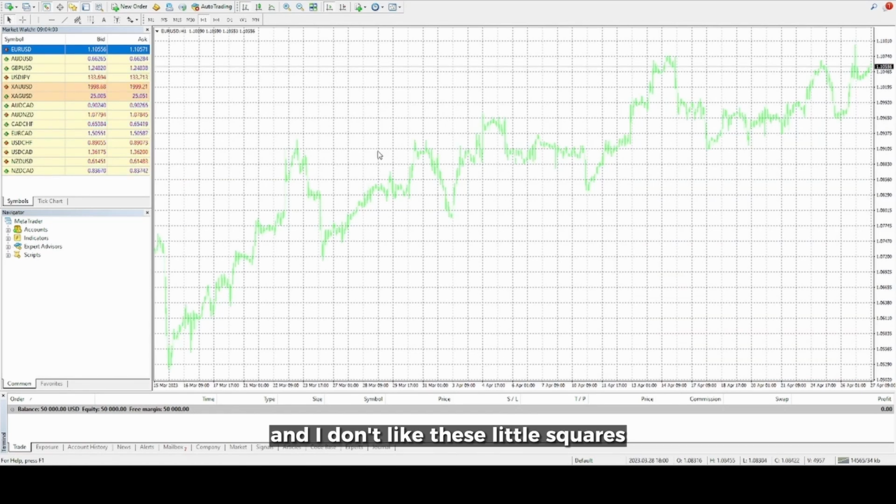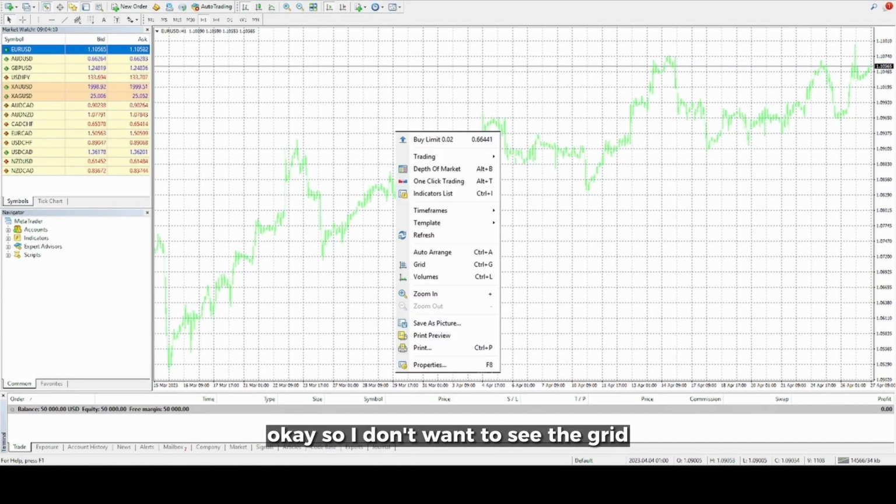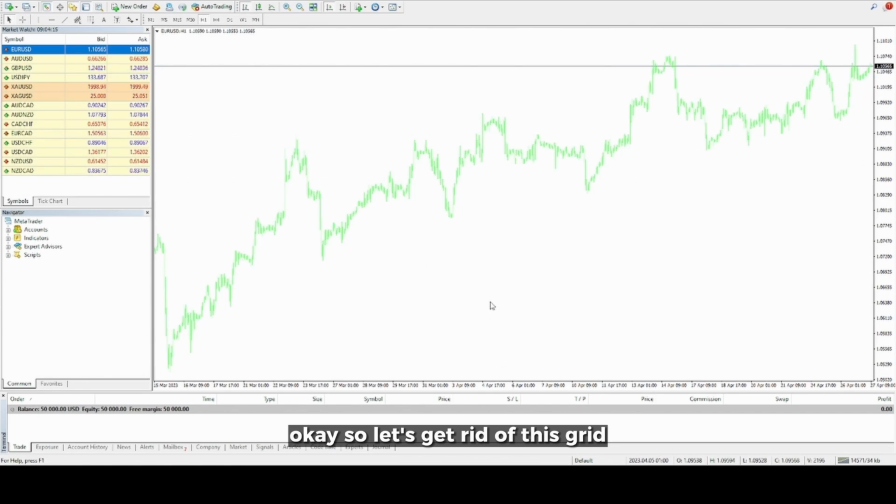And I don't like these little squares, so I don't want to see the grid because it's just distracting in my opinion. Okay, so let's get rid of this grid. See, a lot cleaner now. So now let's change the color of the candles here. Every time duration, for example, if it's a 1 hour chart, every hour is a candle, or this vertical line you see here.